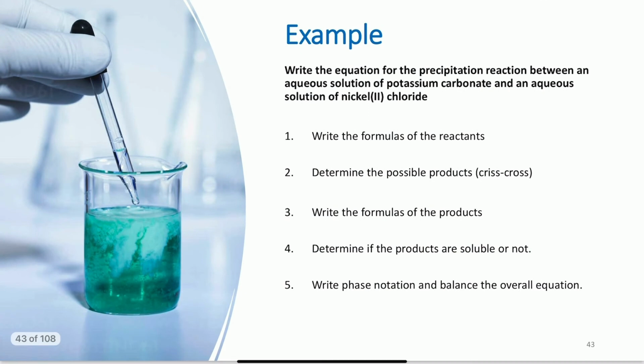So what do I do with this? Well, let's go ahead and first work through an example of just figuring out these equations. Write the equation for the precipitation reaction between an aqueous solution of potassium carbonate and an aqueous solution of nickel 2 chloride. Write the formulas of the reactants. Aqueous potassium carbonate. Potassium ion is K plus. Carbonate is CO3 2 minus. That means I must have 2 potassiums for every 1 carbonate, and it tells me it's aqueous, which means it is soluble.